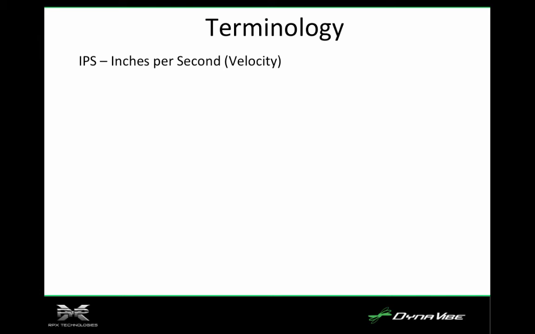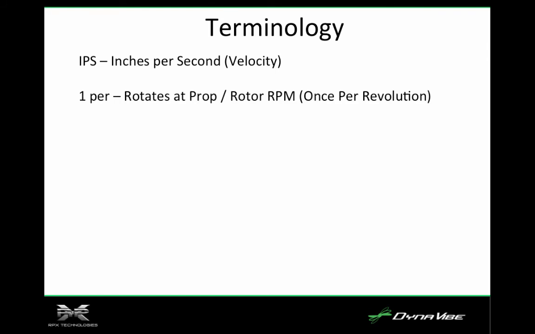Something else we're going to talk about are the per ratios. So it's kind of important to get through this little section on what the pers are. A 1 per vibration means that that vibration occurs once per prop rotation. So if the propeller is spinning at 2400 RPM and the vibration occurs at 2400 RPM, then that's a 1 per vibration. And we know that that is caused by the propeller.